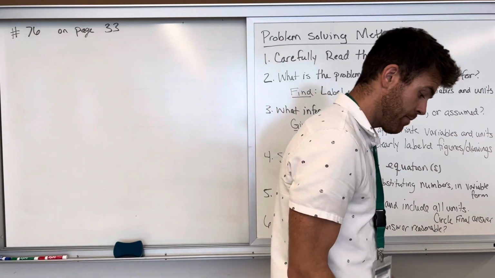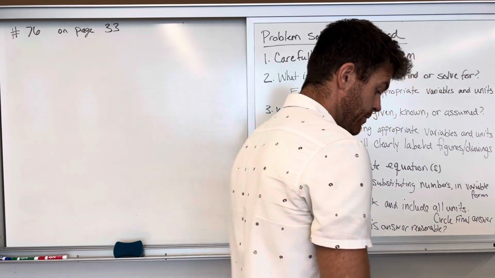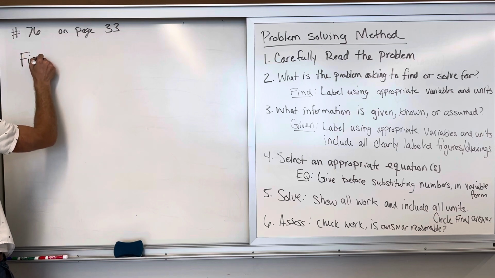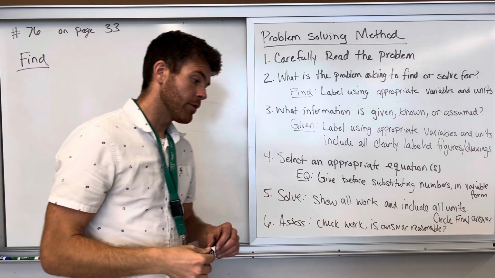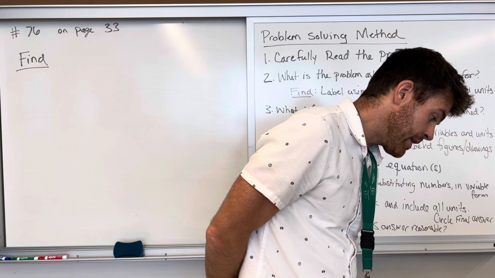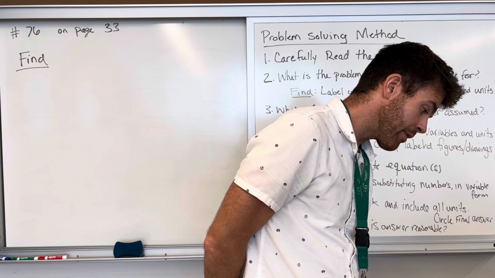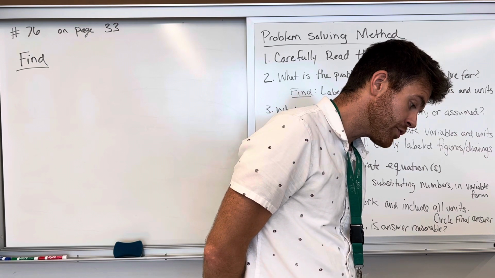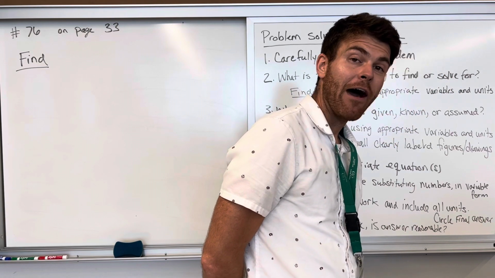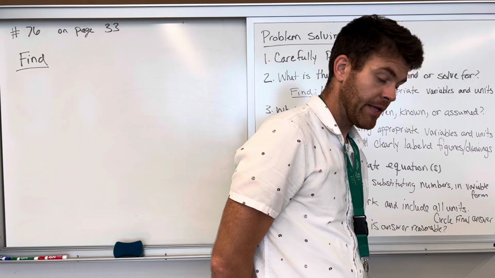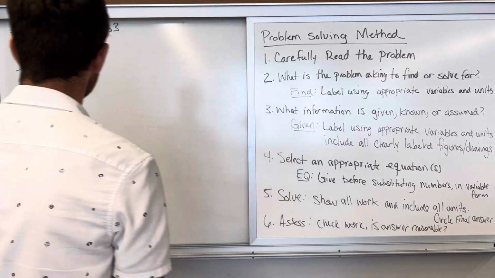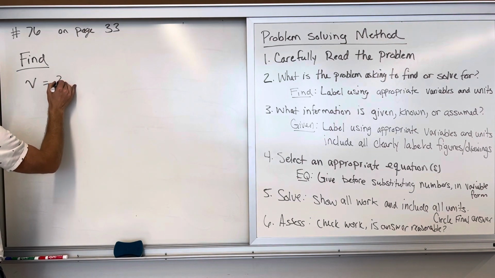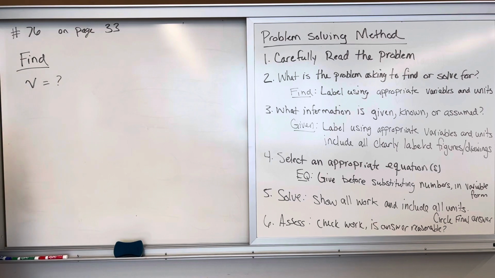Okay, so we carefully read the problem. First, we determine what we're being asked to find. It says a roofer drops a nail that hits the ground traveling at 23 meters per second. How fast was the nail traveling 2 seconds before it hit the ground? How fast? Sounds like it's looking for a velocity. Right? It's looking for a velocity.